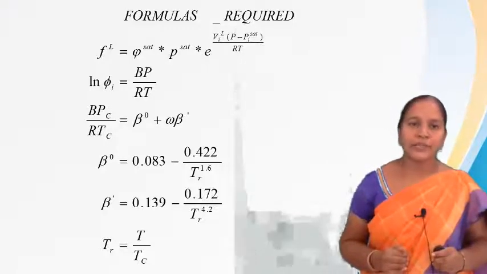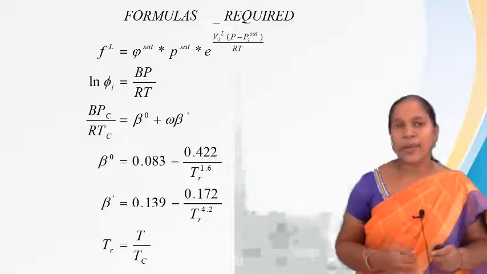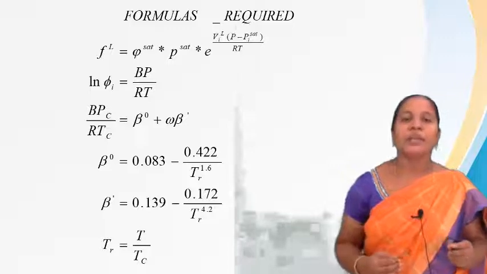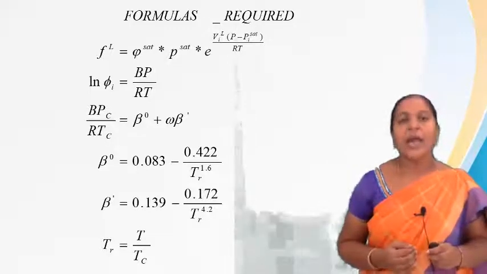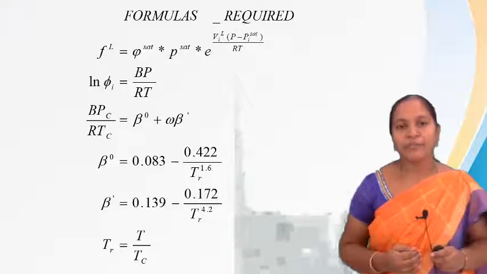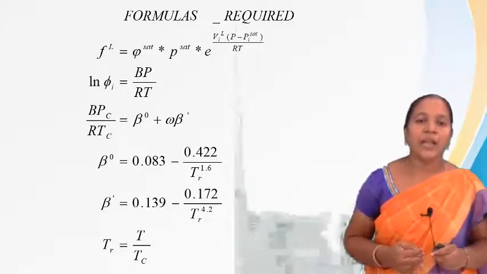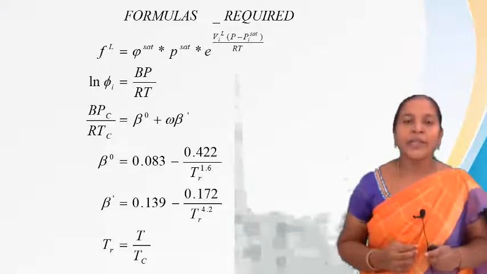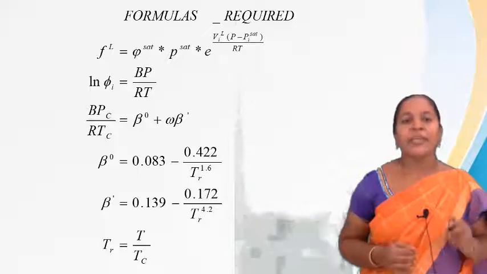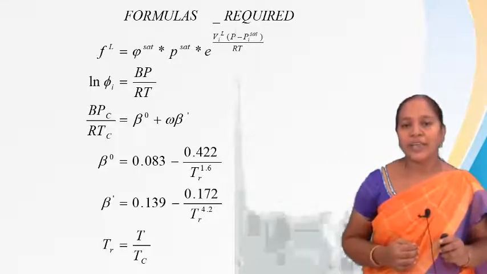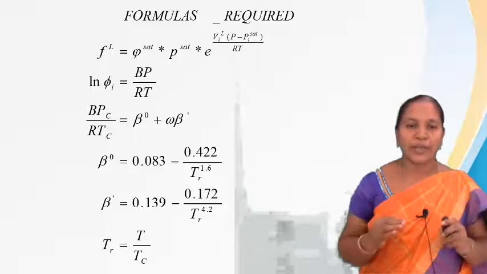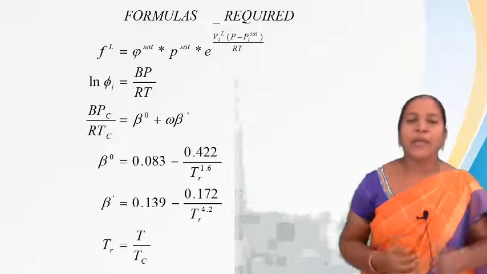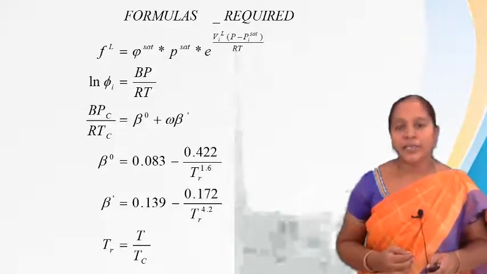Here phi is calculated from ln phi is equal to BP by RT, and B is calculated from BPc by RTc is equal to beta naught plus omega beta dash. Beta naught and beta dash are calculated from correlations. Beta naught is equal to 0.083 minus 0.422 divided by Tr power 1.6. Beta dash is equal to 0.139 minus 0.172 divided by Tr power 4.2. Here Tr is calculated from T by Tc, where Tc is the critical temperature.